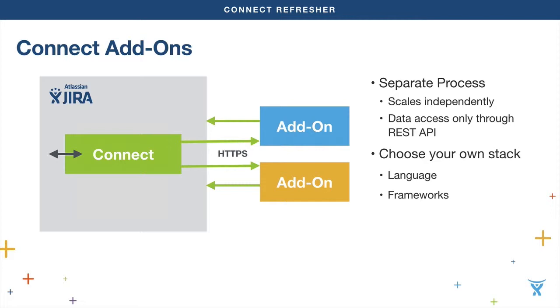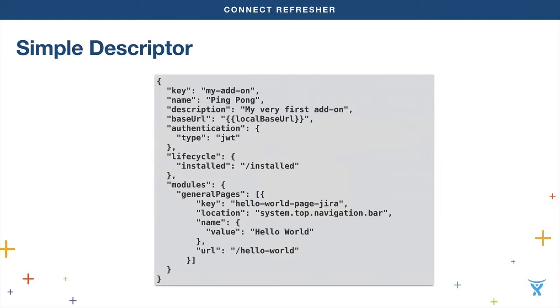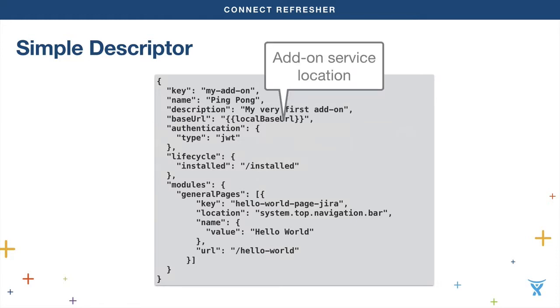So how does this look like? A Connect add-on is actually a very simple construct. It consists of two pieces. The first of it is a very simple descriptor that tells us, which is the Connect plugin within JIRA or Confluence, what functionality you want to surface, how and where. So if you look at this descriptor, there are a couple of metadata elements, name, key, that are not so interesting. But the descriptor tells us where is your add-on living? Where can we call, where are the endpoints living? So that's kind of the base URL.